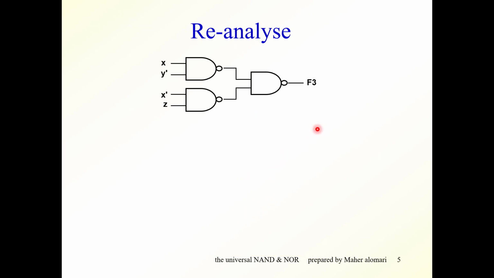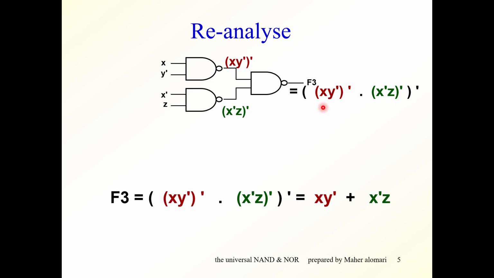Okay, let's reanalyze the sum circuit to see if we get the same function. Here the circuit is shown. Now the output of this NAND gate is, and the output of this NAND gate is, and the output of this NAND gate is this. Of course, this is equal to, take this complement inside, this will become an OR, and this will become this one, and this one will become this one. So it is the same function that we implemented.